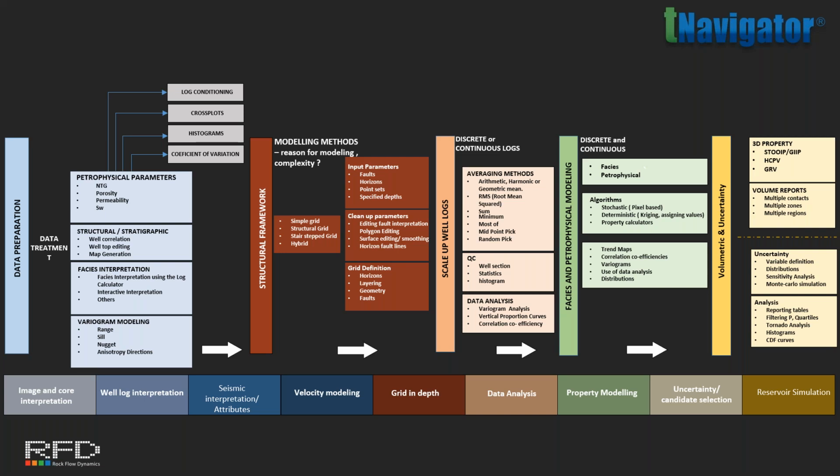And then finally into our uncertainty, our static uncertainty, where we can start to run things, and also our volumetrics and uncertainties, we can start to calculate things like STOIIP, HPV, gross rock volume, amongst others.